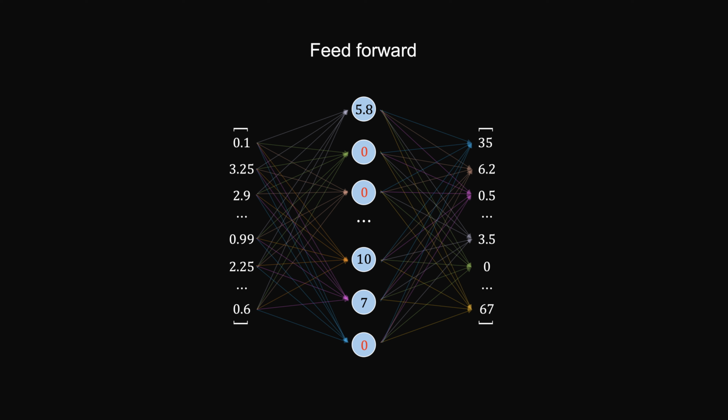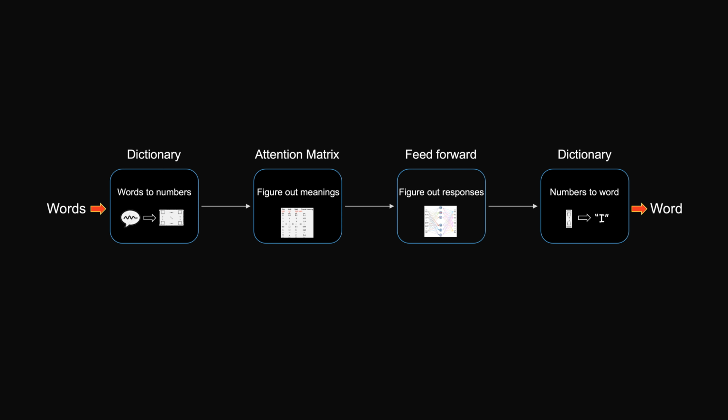But remember, it's not a word yet. These are meanings we need for a response. So the next step is to check the dictionary to map out the meanings to a word. So to summarize, words will be mapped to a dictionary, becoming numbers. Then they will be weighted averaged to create contextual meanings. The contextual meaning will be processed to generate a response, and the response will be mapped to a dictionary to map to an output word.